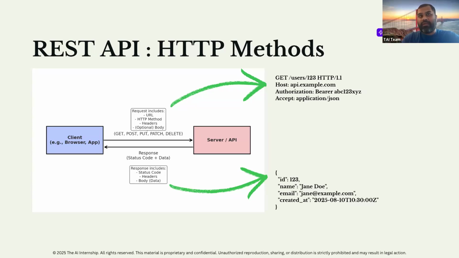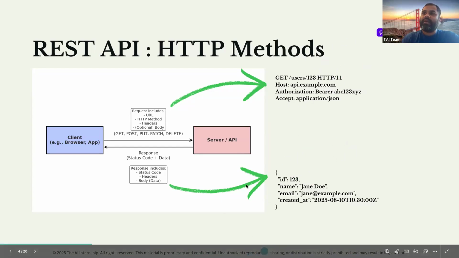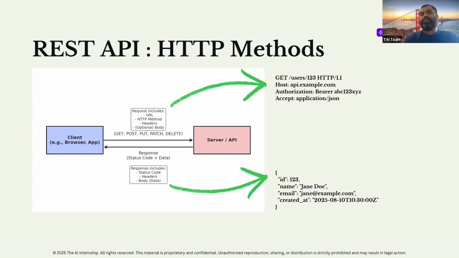For example, if you're calling an endpoint to OpenAI and getting some results back, that result should be in the body of the data. These are some examples of how it looks, and you get a JSON response that you can use within your application. So this is the quick high-level overview of HTTP, REST API and HTTP methods that you can use to build applications.